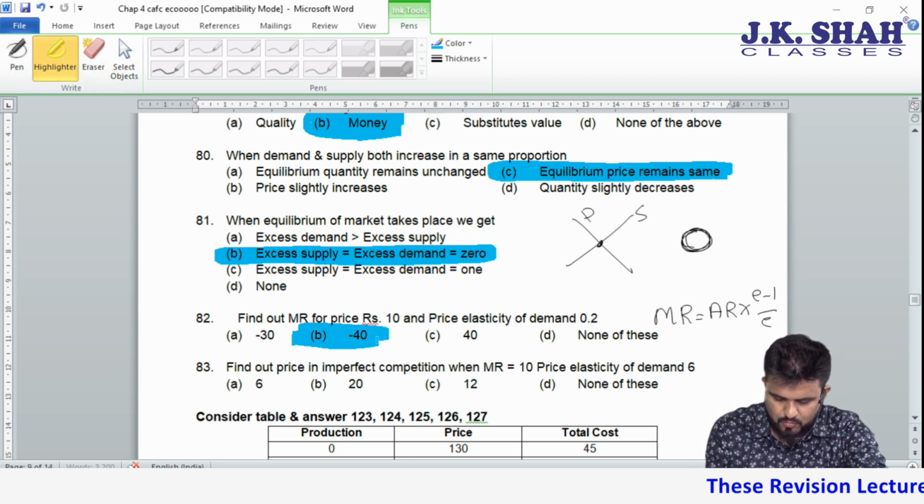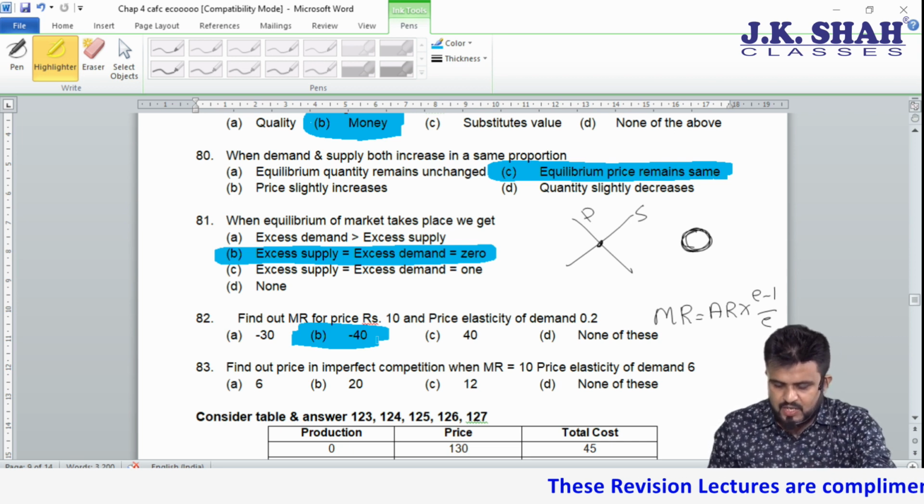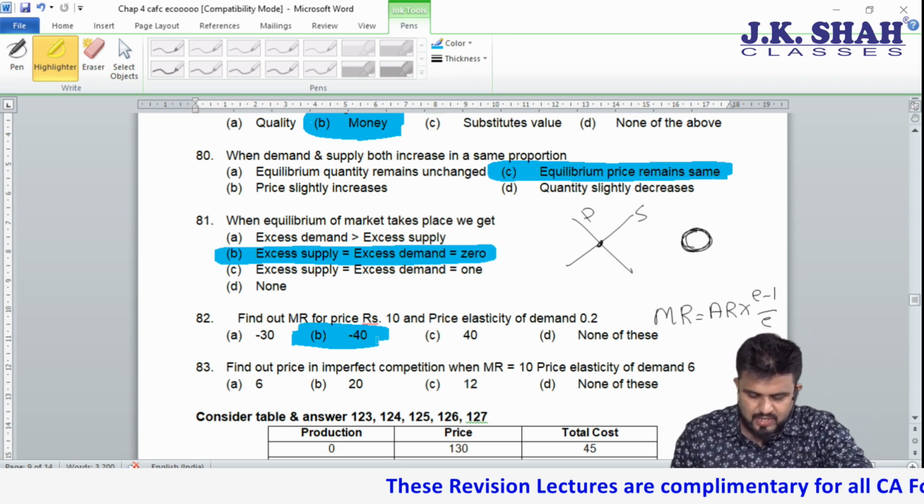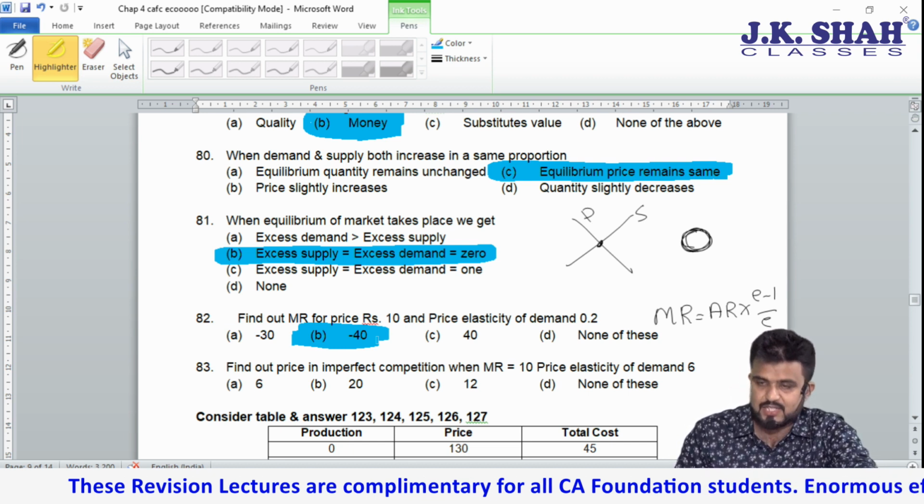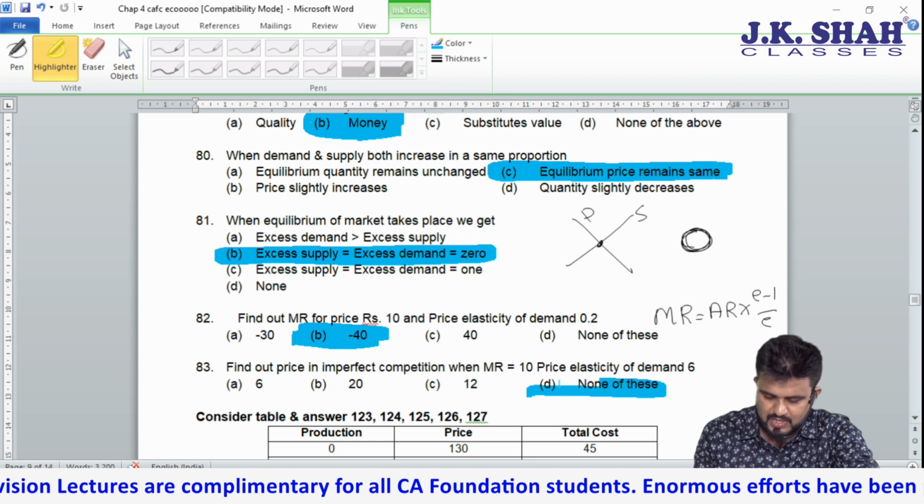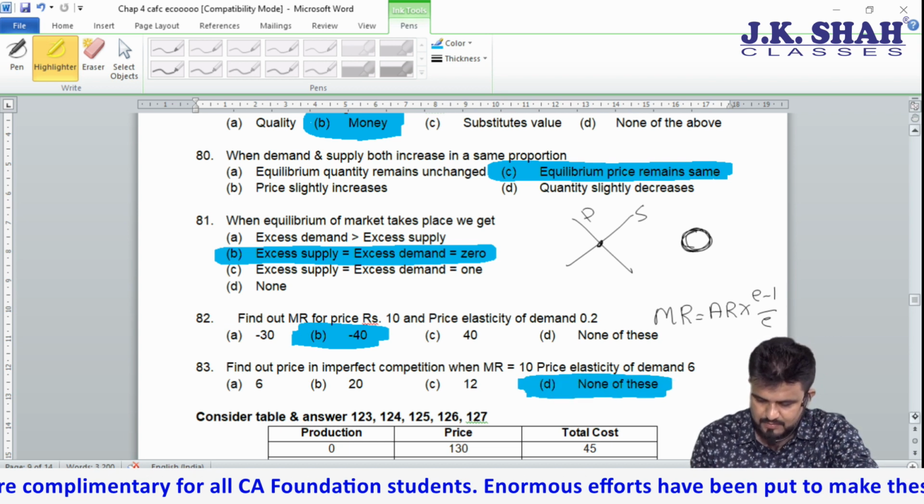So put it in the formula. Next, find out the price in imperfect competition when MR is 10, price elasticity of demand is 6. Moment you solve, you get the answer as none of these.